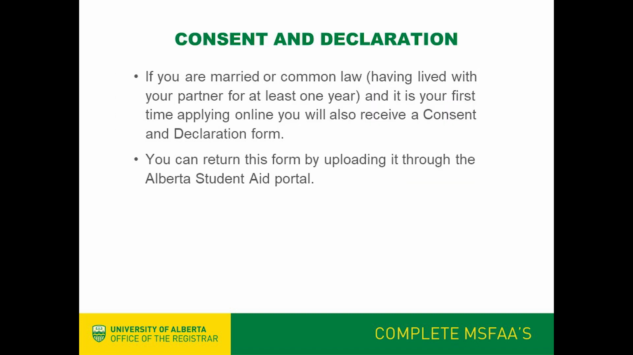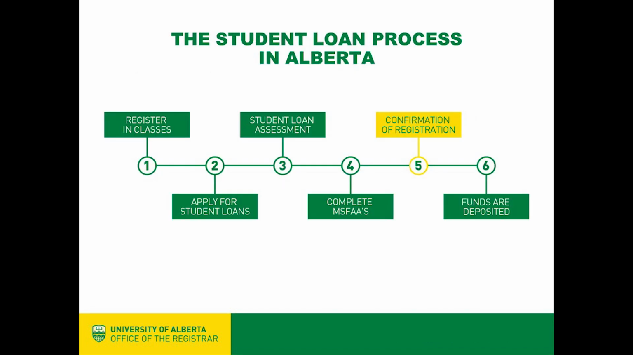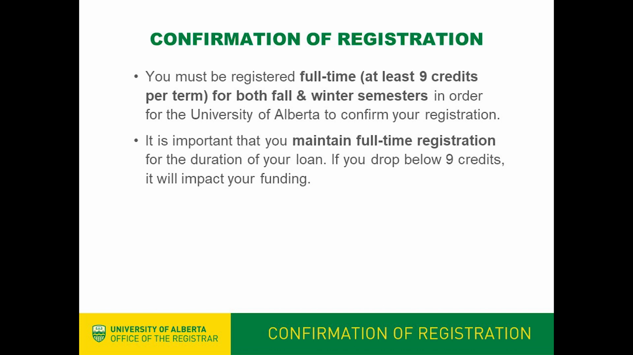Aside from the MSFAAs, you may receive other important documents in your Alberta Student Aid inbox. For example, students who are married or common law will need to complete a consent and declaration form before your loan is dispersed. Now that you have completed your MSFAAs, it is the University of Alberta's turn to do some work. We will be asked to confirm your registration. At this point, we will be asked to confirm that you are registered as you indicated on your student loan. If you're applying for a full-time student loan for fall and winter, you will need to be registered full-time for both fall and winter.